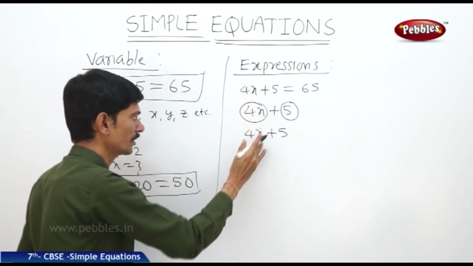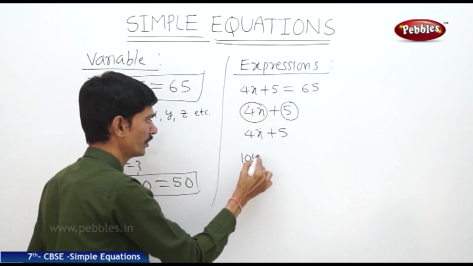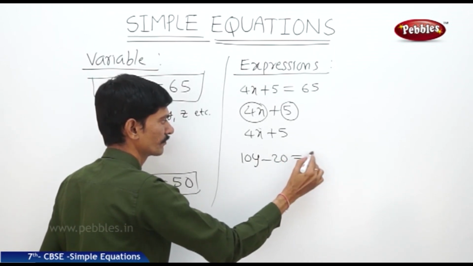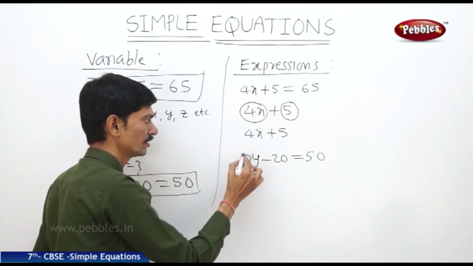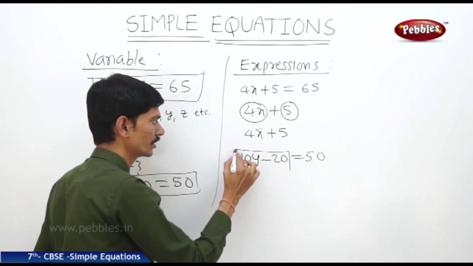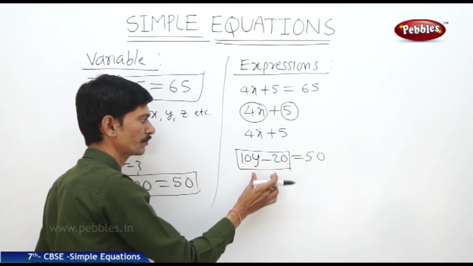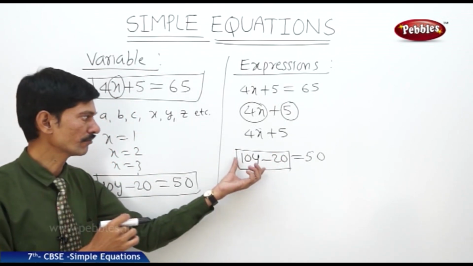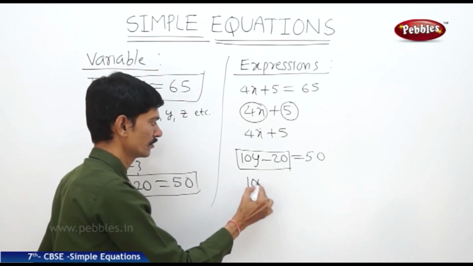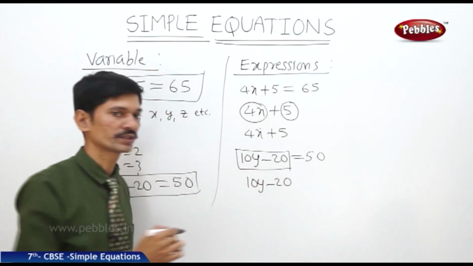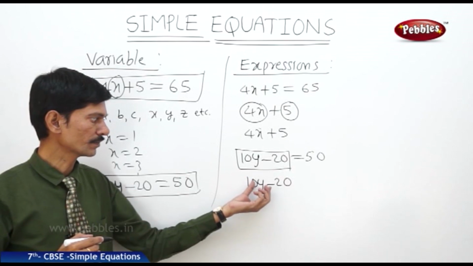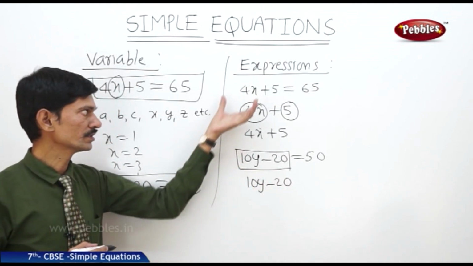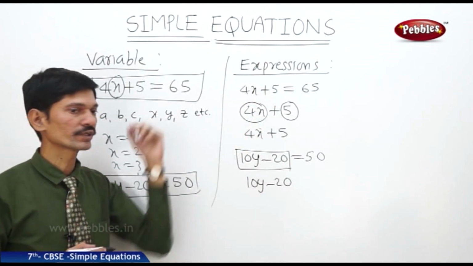Now if you take the second equation, 10y minus 20 equals 50. In this equation, 10y minus 20 is obtained by subtracting 20 from 10 times y. So here also, 10y minus 20 is an expression. This expression is obtained by subtracting 20 from 10 times y. So these are the expressions in the equations.